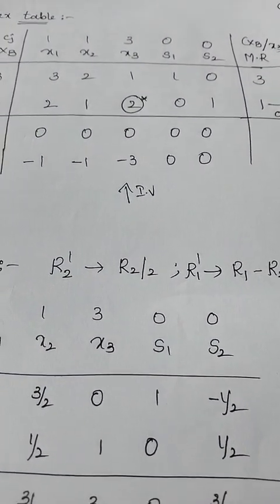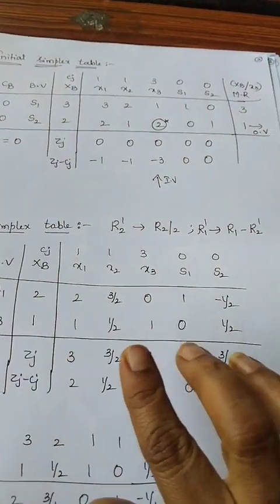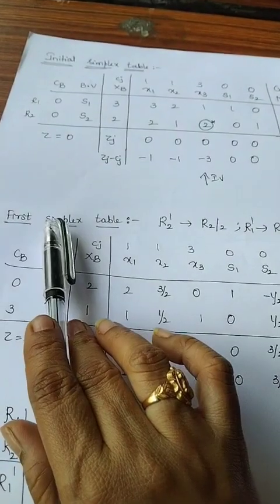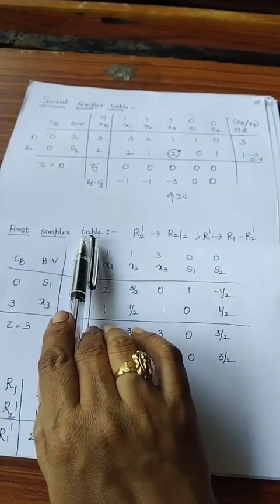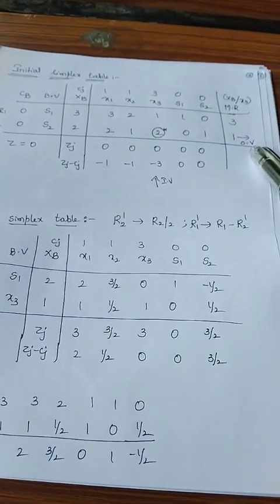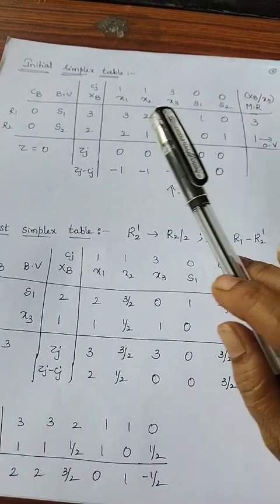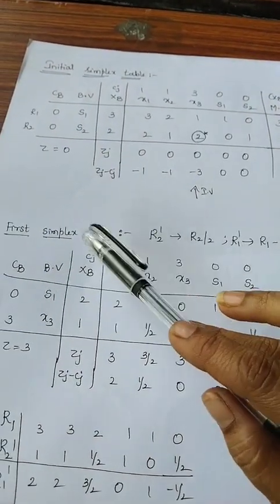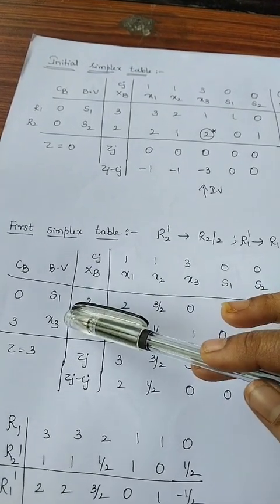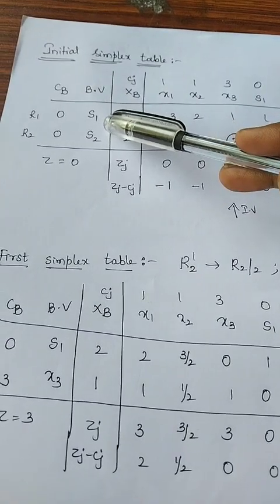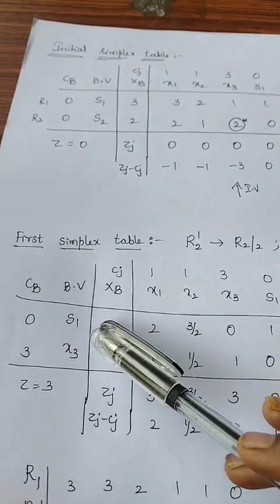Now we are going to take the next simplex table, that is the first simplex table. What is meant by first simplex table? After writing the outgoing variable as S2, we are going to write the variable value as x3. In the place of S2, we are going to write x3.